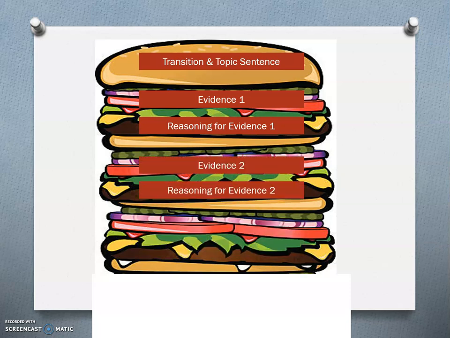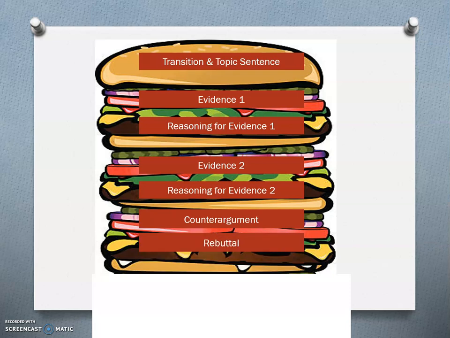And then you can see you do it again. So you've got your evidence 2, you have another layer of condiments, and then you have reasoning for evidence 2, again, another piece of meat. You have your counter argument, again, important, but more important than that, again, as meat, is your rebuttal. Your counter argument is great, but you really want to follow it up with a rebuttal. That's the meat of that part. And then we get our bottom bun, and that is our concluding statement.